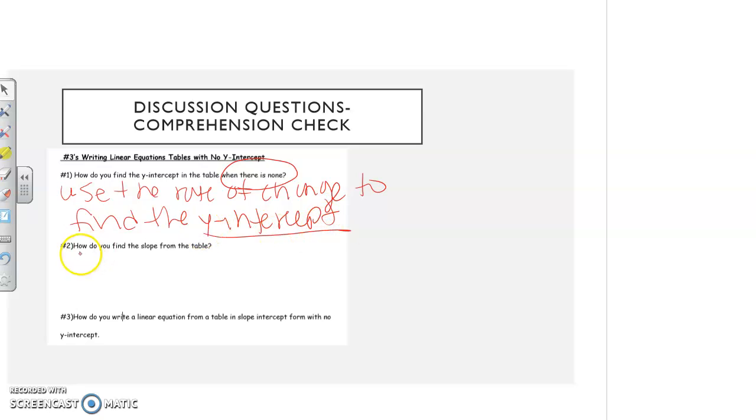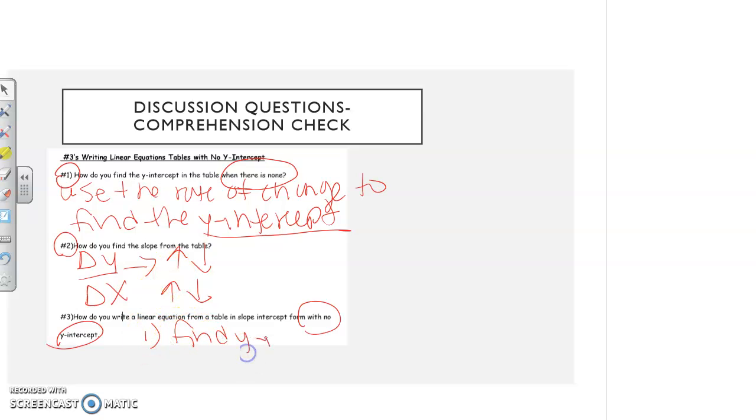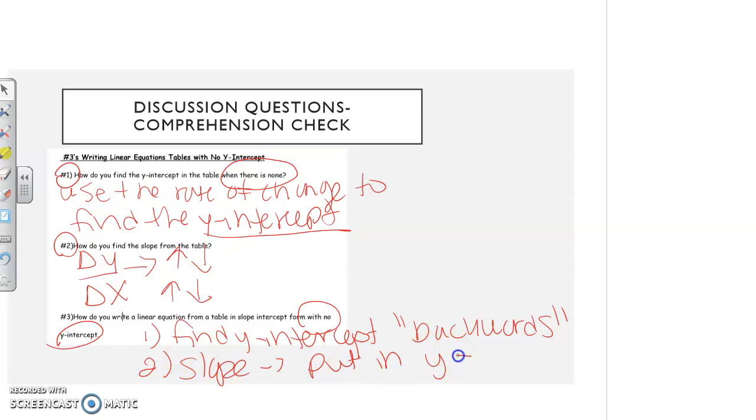How do I find the slope from a table? Again, we did change in y over change in x. Is it going up or down? Increasing or decreasing? How do I write a linear equation from a table given no y-intercept? They're going to combine their answers from 1 and 2, right? First, find the y-intercept by going backwards, and again, students are going to have complete sentences for this. Then 2, calculate our slope. Put it in y equals mx plus b form, okay?